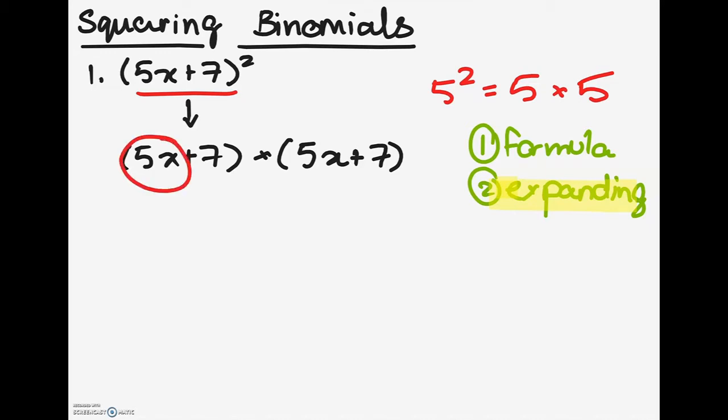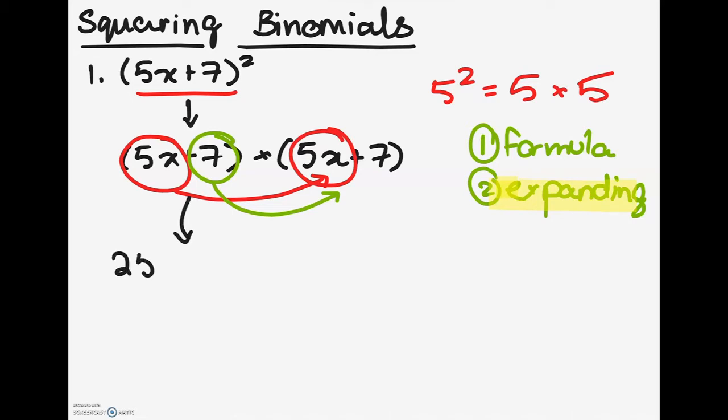You're going to take the first term of your first binomial and multiply it with the first term of your second binomial. And you're going to do the same thing and take the second term and multiply it with the first term of your second binomial. So you're just going to multiply these two together. So for example, 5x times 5x is 25x squared. And then 7 times 5x is going to be 35x. And you're just going to add those together.